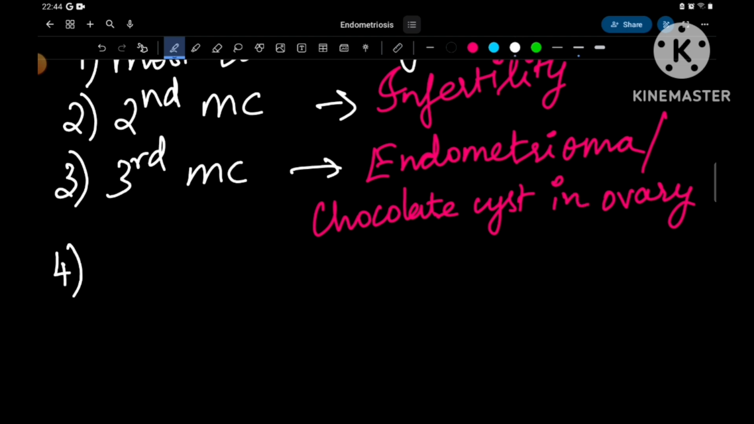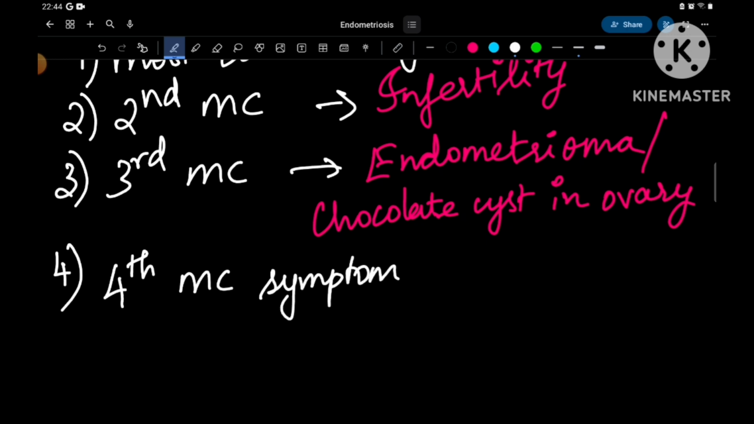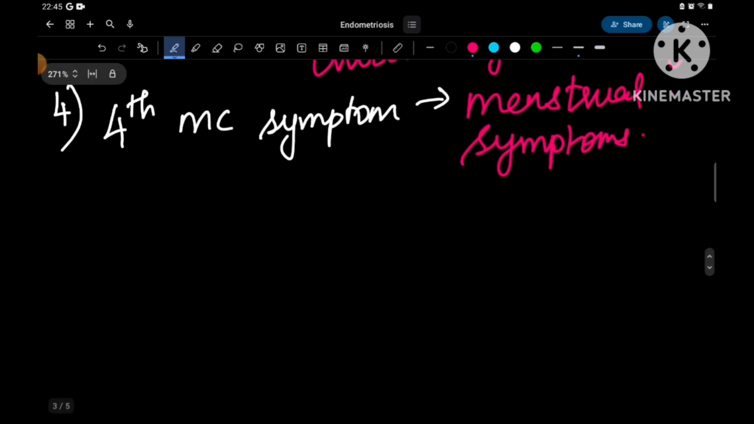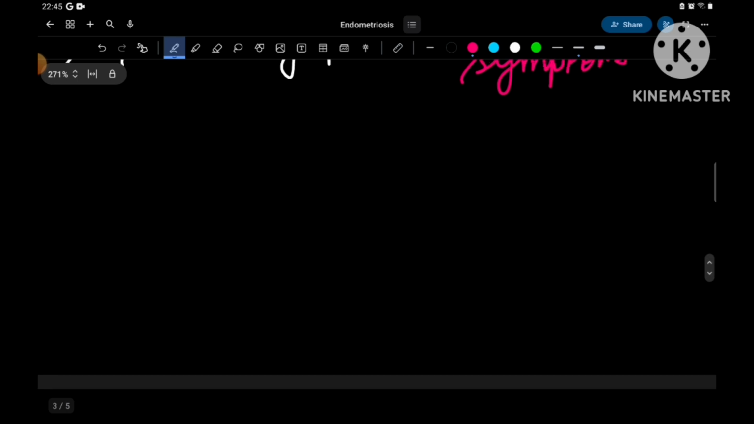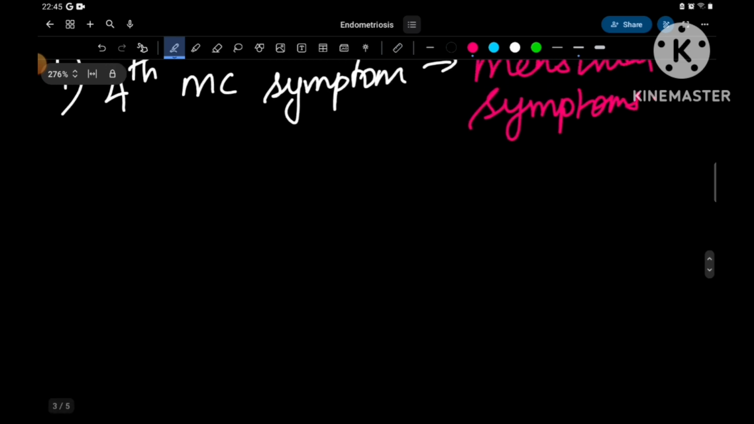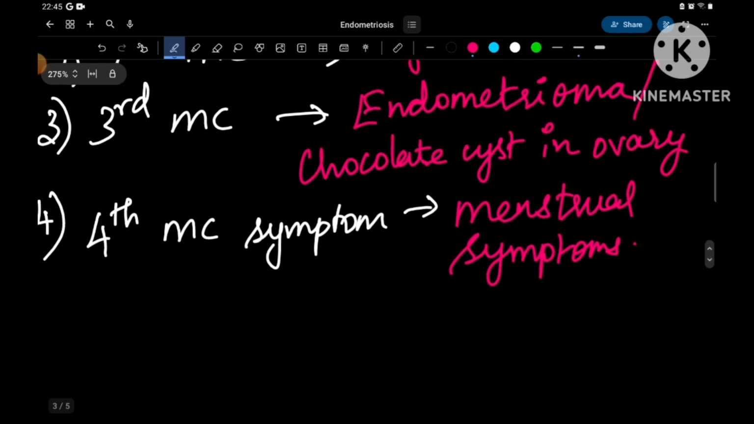Fourth most common symptom is menstrual symptoms. Okay, guys. These are the 4 common symptoms. Now, we can deal with this in detail, or I'll just write the treatment of each one. So these are the 4 common symptoms.